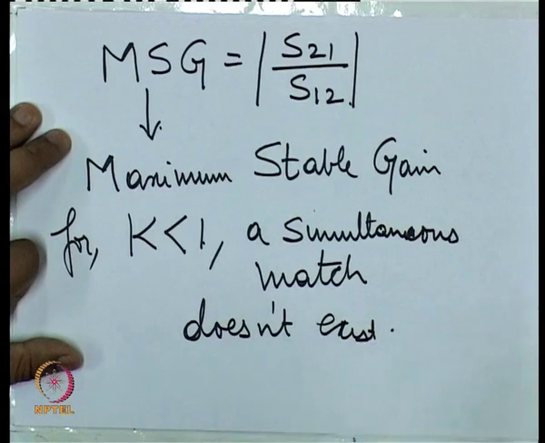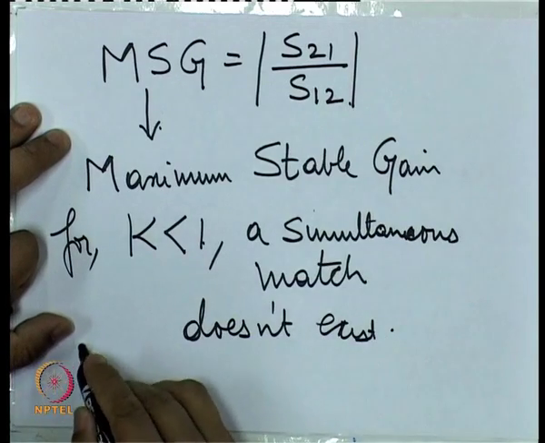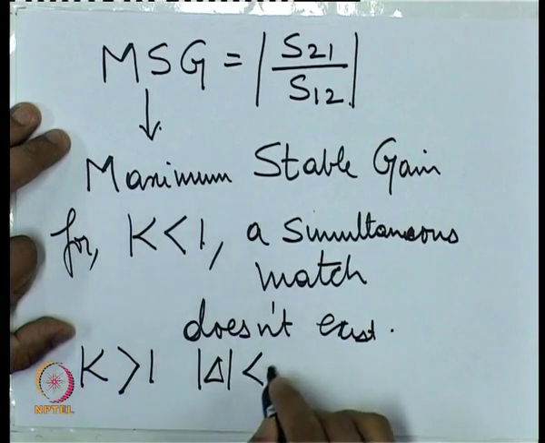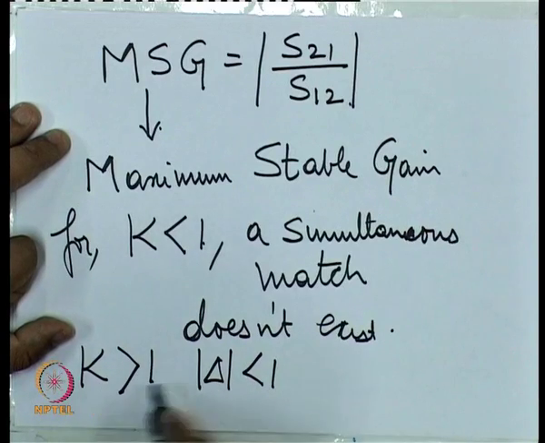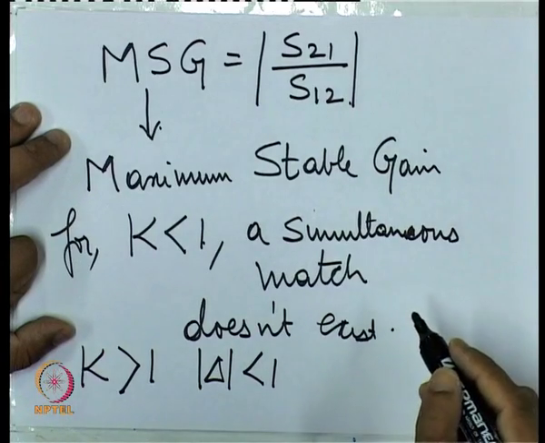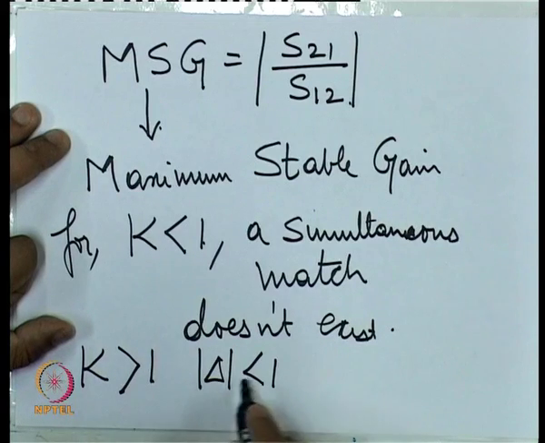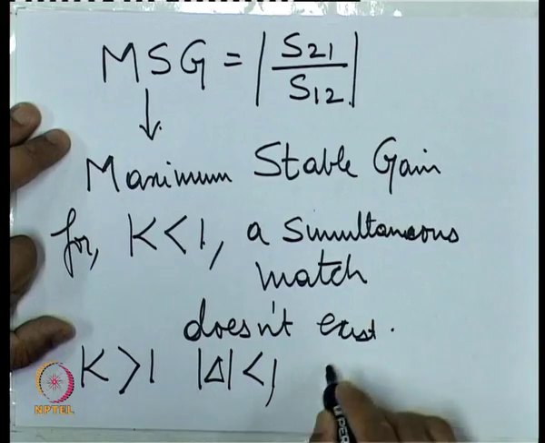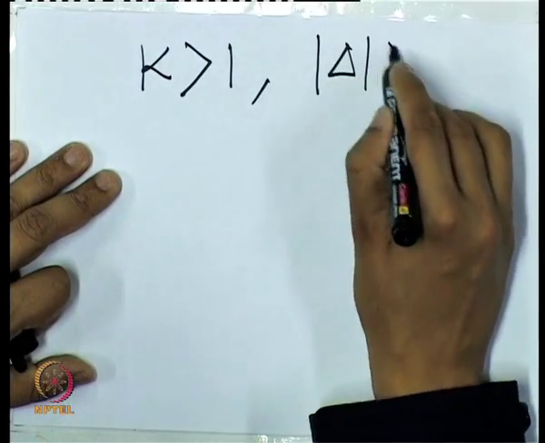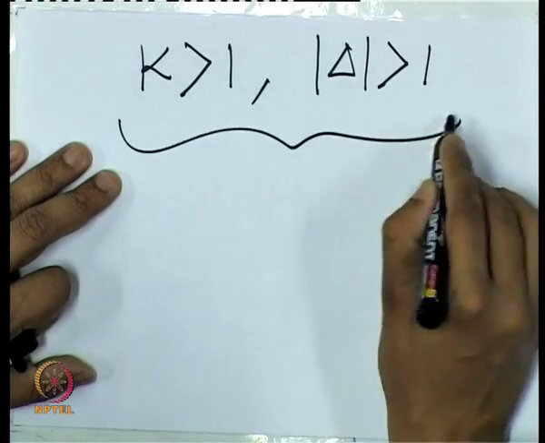However, for unconditional stability we saw we need K greater than 1 and modulus delta lesser than 1. If both these two conditions are not satisfied, then it is potentially unstable. For a particular case, if I take another slide, for K greater than 1 and modulus delta greater than 1, this is also potentially unstable.